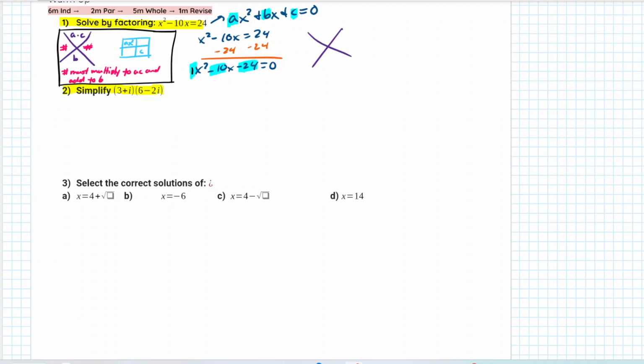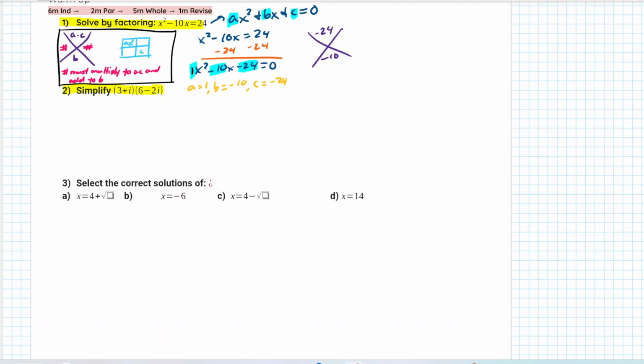So at the top, if we have a times c, that's going to be 1 times negative 4. Let me go ahead and write these out too. So that's negative 24 at the top. At the bottom, we have b, and b is just negative 10. So here, we need to find factors that multiply to negative 24, but add to negative 10.